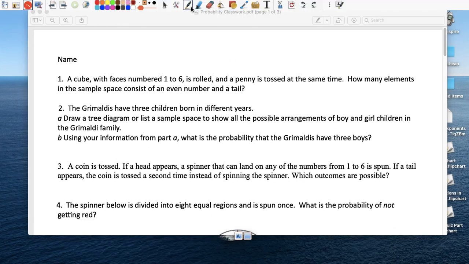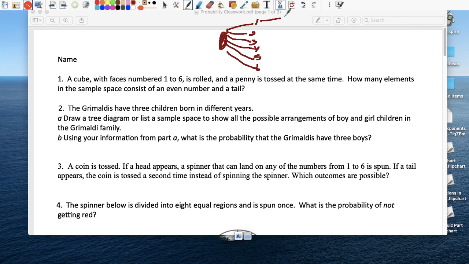Number 1: we have a cube and a penny toss. How many elements does the sample space consist of for an even number and tail? If you roll this, of all the possible outcomes, how many of them will have an even number and tail? You don't have to draw a tree diagram. If you roll the cube, we can get a 1, 2, 3, 4, 5, and 6. Those are all the possible things that can happen.